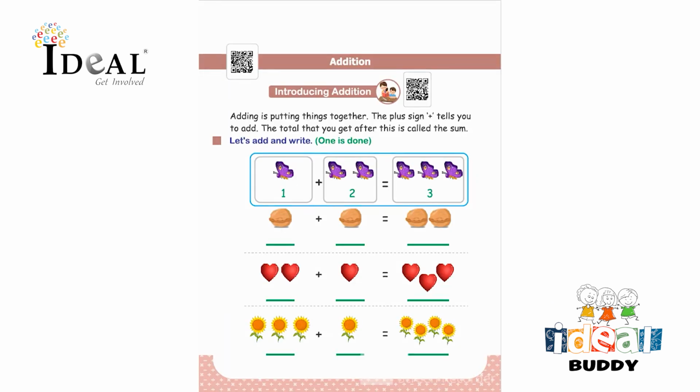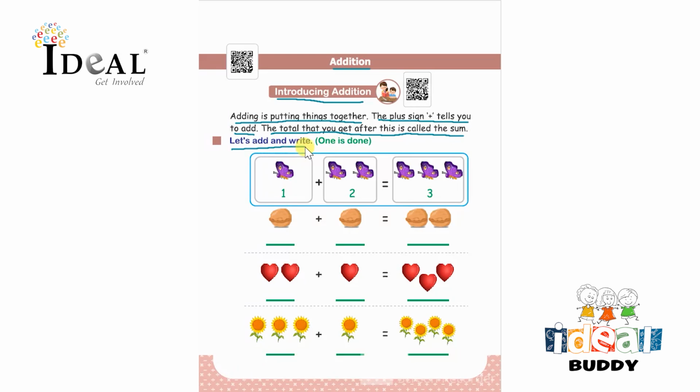Hello everyone. In this page, the topic is addition and here we are introducing addition. So, adding is putting things together. The plus sign tells you to add. The total that you get after this is called the sum.